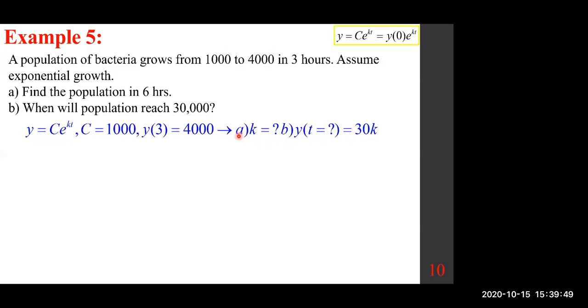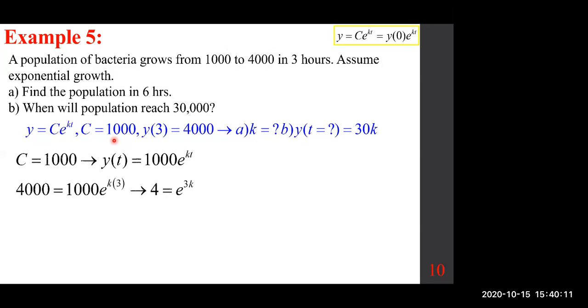So pay attention to what happens in part A. First, you need to find the formula. Then you plug in 6. To find the formula, what is missing? K. So k is missing, everybody. So how do we find that? Very simple. C is replaced with 1,000, and then you write y of 3. So C equals 1,000, so this is the formula, and then y of 3 means 4,000 equals 1,000 e to the power of k.